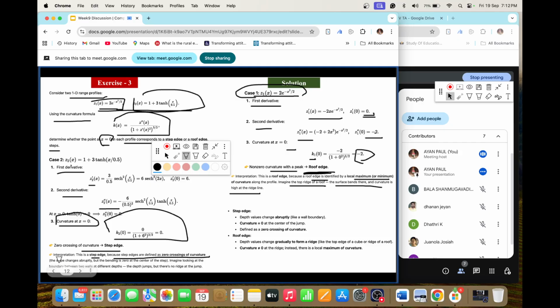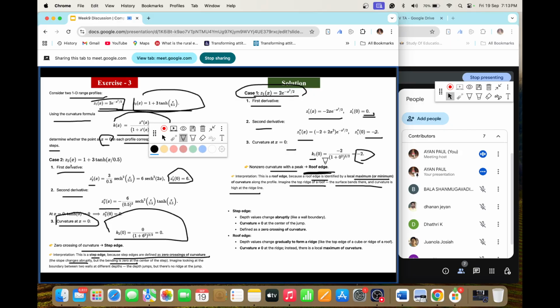With a zero crossing of the curvature, the slope changes abruptly. What is the slope? Because this z2 dash is coming 6, the slope is changing abruptly, but the bending is 0 at the center step. Bending is 0 at the center step, so that is why we can say it is a step edge. The previous one is an example of a roof edge, because some curvature is coming, but here, non-zero curvature is not coming; the curvature is 0.